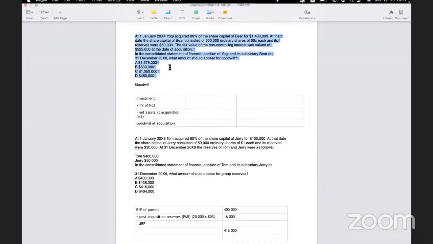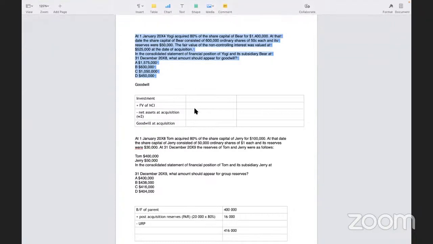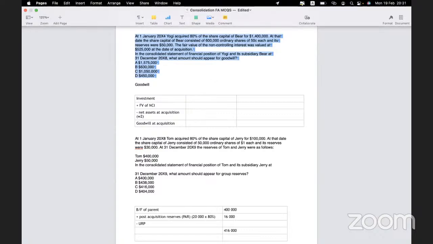So guys, I have given you the goodwill formula. Try to substitute the numbers into this formula, then you will be able to find your answer easily.